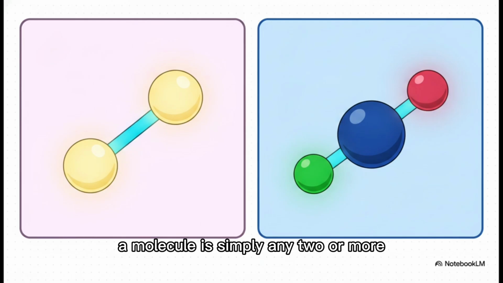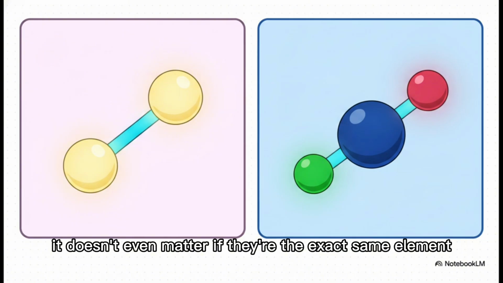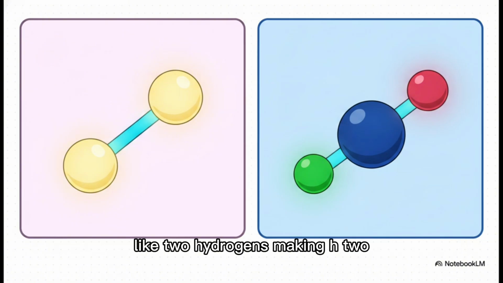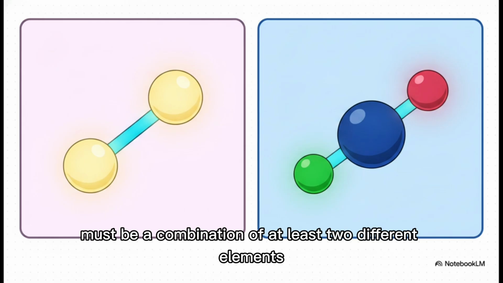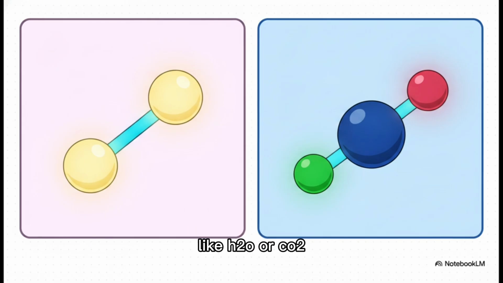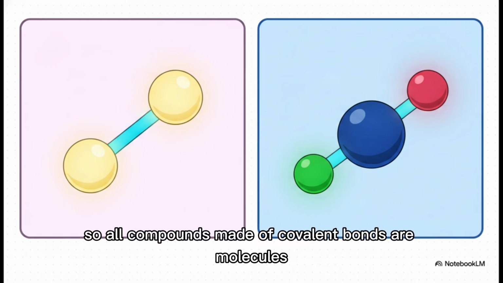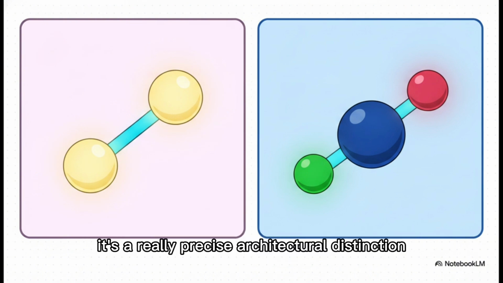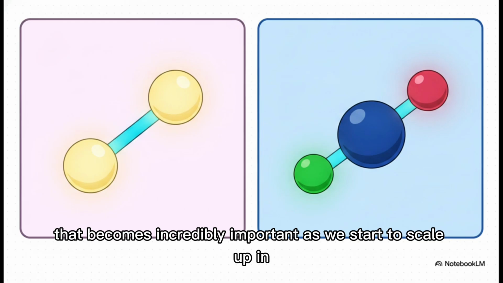A molecule is simply any two or more atoms covalently bonded together. It doesn't even matter if they're the exact same element, like two hydrogens making H2. A compound, on the other hand, must be a combination of at least two different elements, like H2O or CO2. So all compounds made of covalent bonds are molecules, but not all molecules are compounds. It's a really precise architectural distinction that becomes incredibly important as we start to scale up.